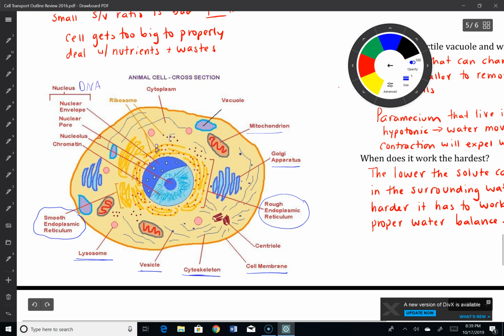Now this is an animal cell. A plant cell will look similar. It'll be square in shape. It'll have a large central vacuole. It'll have chloroplasts. It'll have a cell wall. But these are eukaryotic cells. These are all organelles.